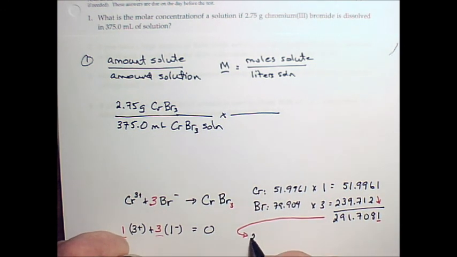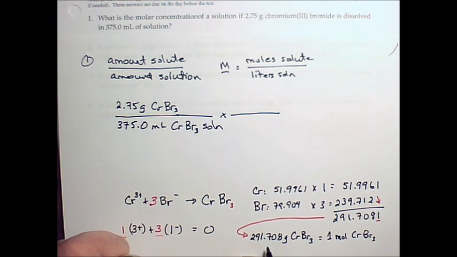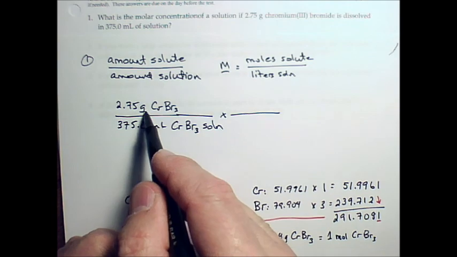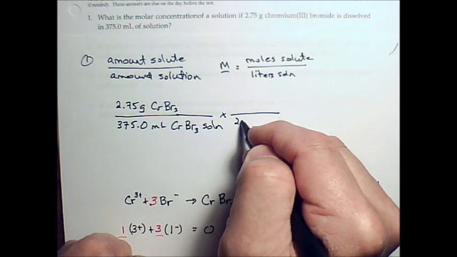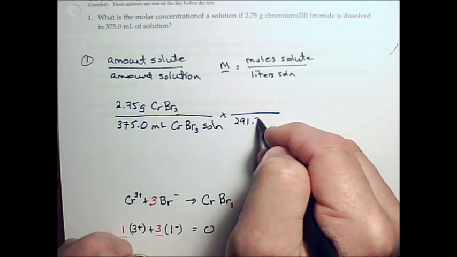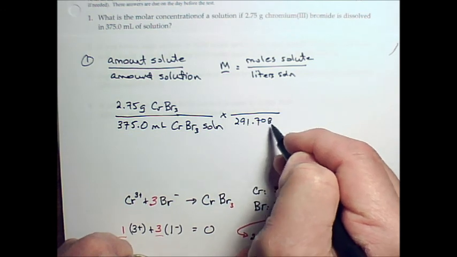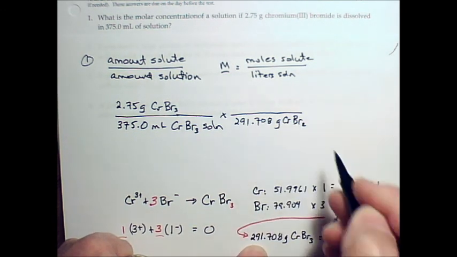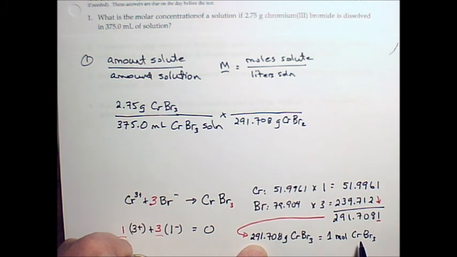So now we've got what you were talking about, 291.708 grams of chromium bromide equals 1 mole of chromium bromide. And so the grams side of this equality statement goes in the bottom here so that I can cancel those grams. The other side of the equality statement goes on the top.